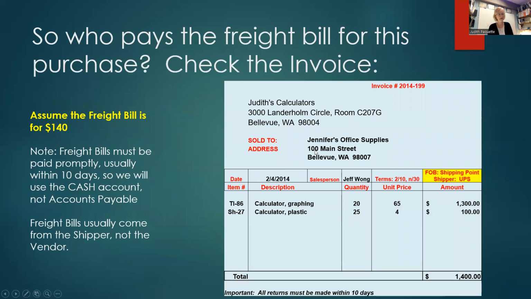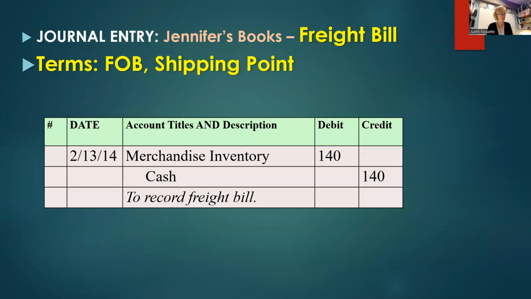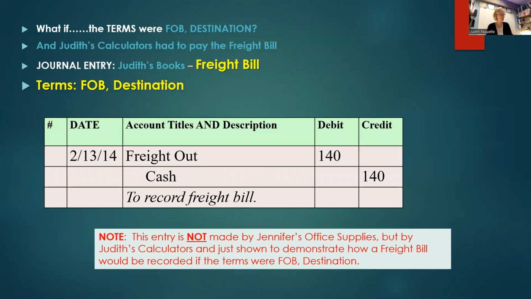And then we say who pays the freight, and depending on whether it's FOB shipping point or FOB destination, it's either the buyer or the seller. Well, if it's shipping point, it means the buyer owns it at the shipping point. So the buyer has to pay the freight. So again, we debit inventory. We don't debit freight. Okay, that's different with perpetual. If the seller paid the freight, that would be the journal entry.